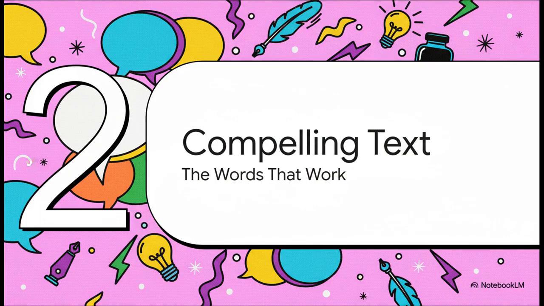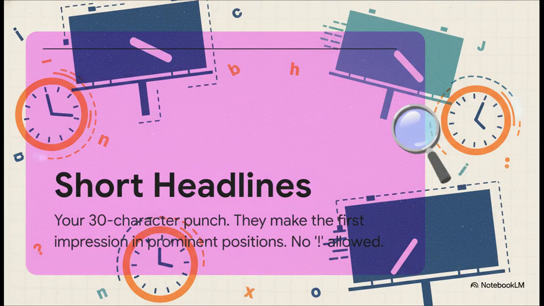Now, for the first real building block of your campaign, the words. This is the most fundamental part of your ad. It's where you have to grab attention and make your case, and you have to do it fast. First up, we've got short headlines. You only get 30 characters, and yeah, that includes spaces, to make your first impression. This is like your digital billboard. It has to be quick, punchy, and crystal clear.